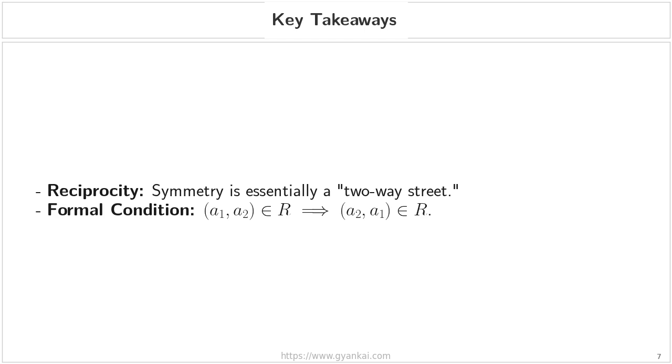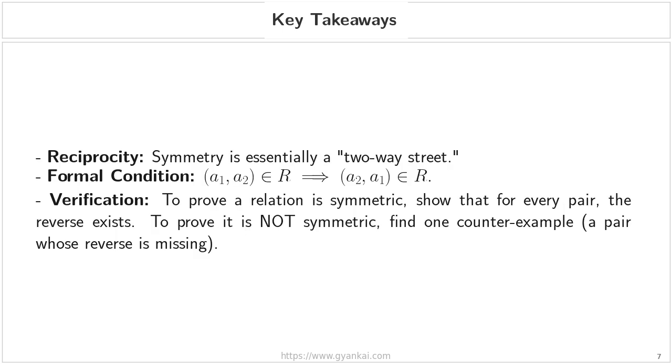Moving to the formal condition, this is expressed mathematically as: if the ordered pair (A1, A2) belongs to the relation R, then it must follow that the ordered pair (A2, A1) also belongs to the relation R. This is the mirror image property we examined earlier. Regarding verification, keep in mind the two different approaches. To prove that a relation is symmetric, you must be thorough and show that for every single pair present in the set, its reverse also exists.